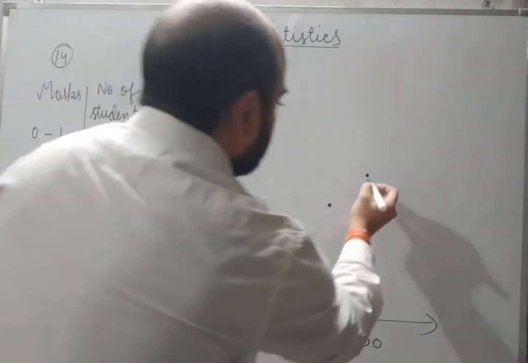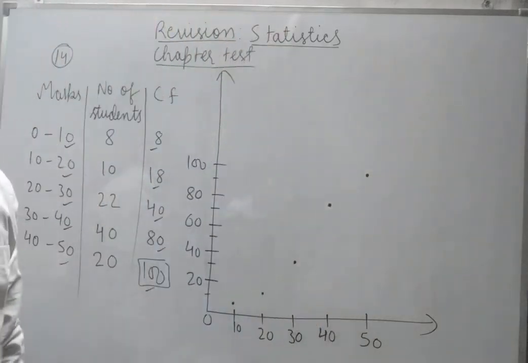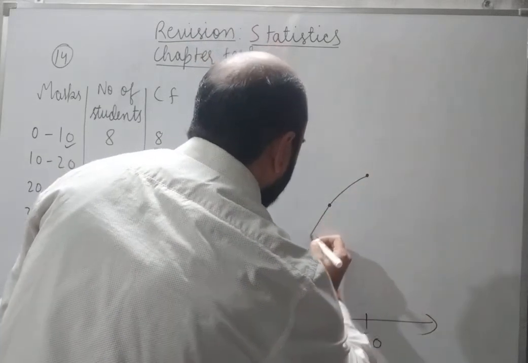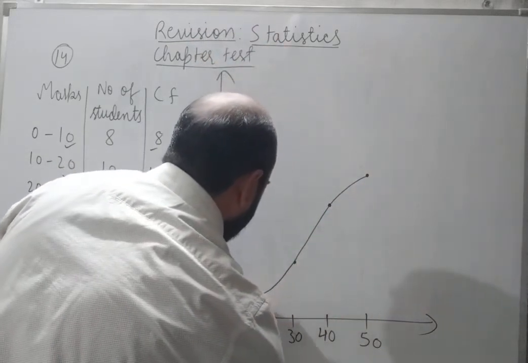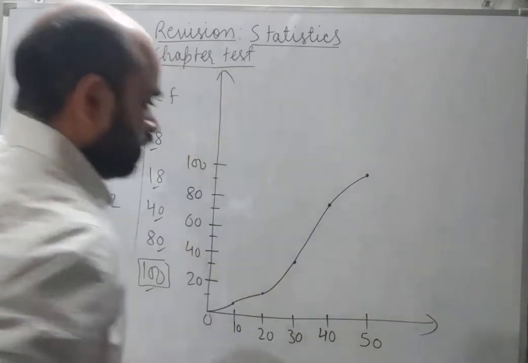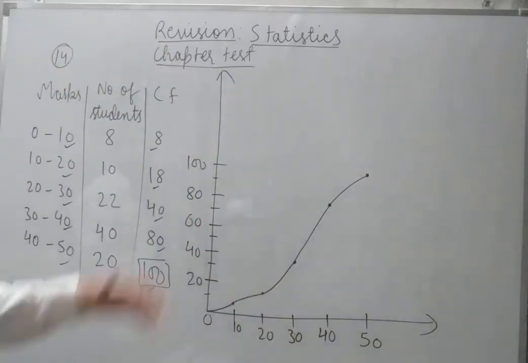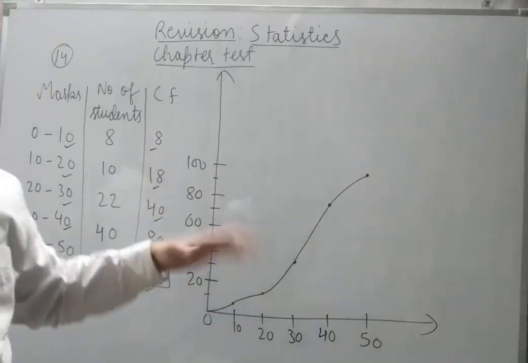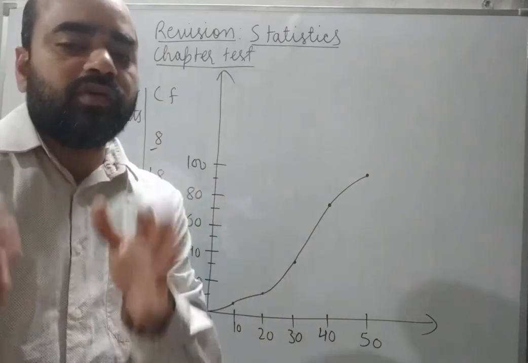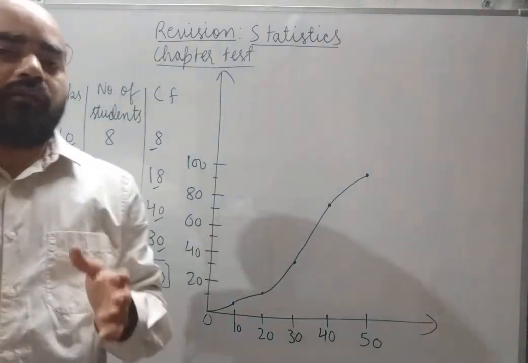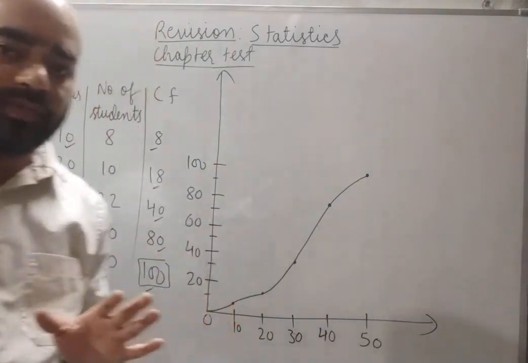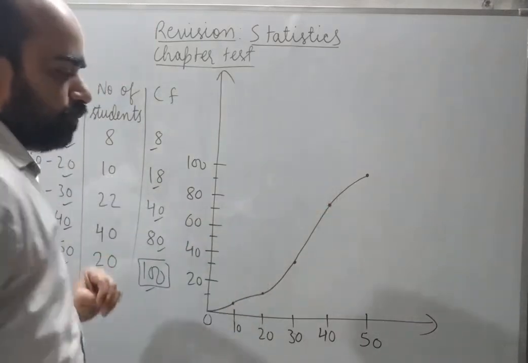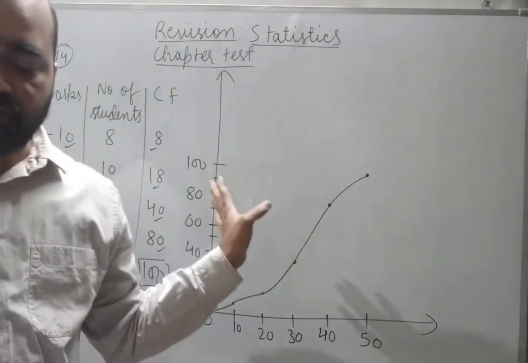After this, we have to join the points using freehand. So join the points and at last, this is the ogive. You can take 2 centimeter equal to 10 units also. Why am I taking 2 centimeter? Whatever graph you are getting, in that graph one block is of 2 centimeter. Okay. This is the ogive. These are the points. Now this is done.